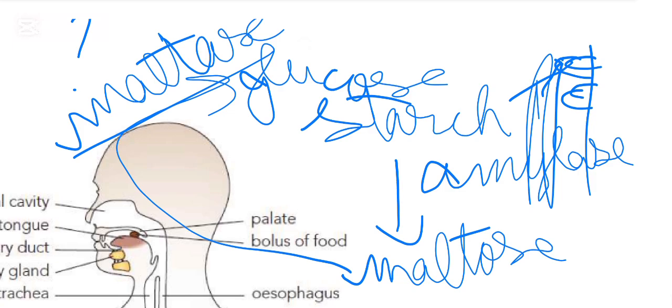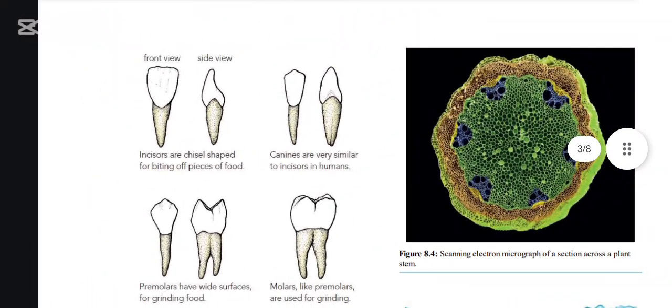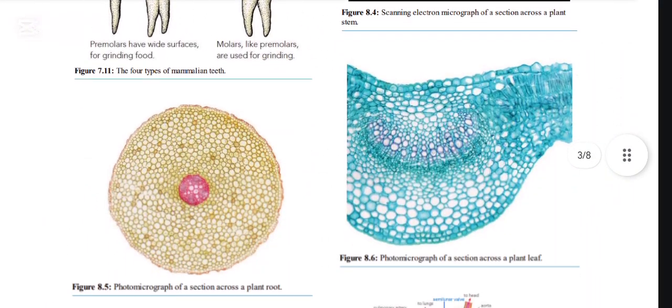Then trypsin works best in alkaline conditions, okay? And then fats and oils are insoluble in water, of course, so bile breaks them down. It emulsifies the fat so that it can be easily broken down, all right, by lipases, which will be acting in the duodenum. Okay, so these are the types of teeth: incisors, canines, premolars, and molars, okay?